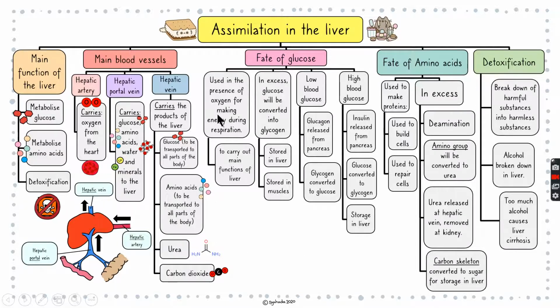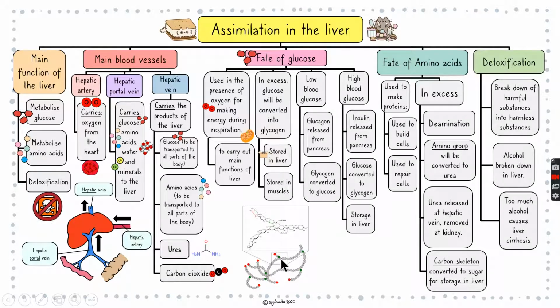Let's first talk about what happens to glucose in the liver. So glucose can be used in the presence of oxygen to make energy during respiration. And in excess, the glucose will be converted to this thing right here called glycogen. You can see that there are hexagons here, and that refers to one glucose molecule, and they're connected into branches. So this is what glycogen looks like. Glycogen is stored in the liver, and it's also stored in muscles.